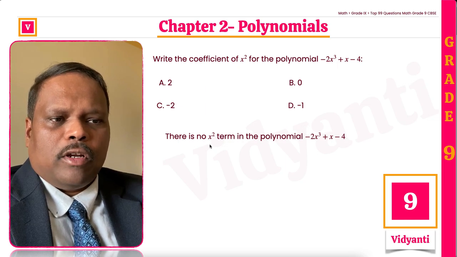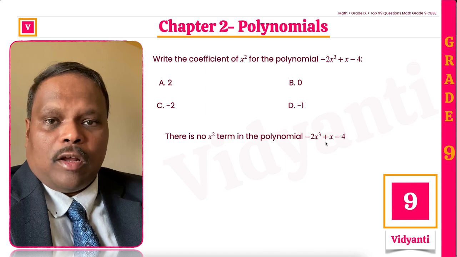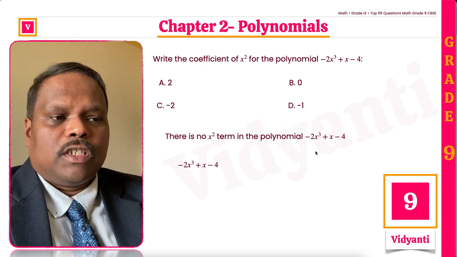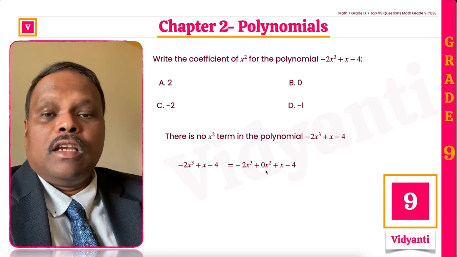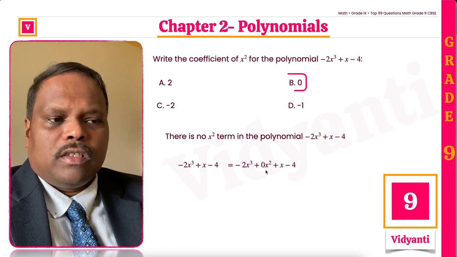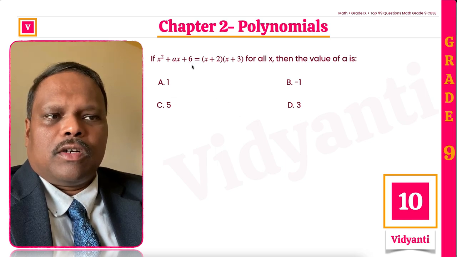So the same polynomial, because there is no x square term involved, I can write the same polynomial with an added x square term, which is 0x square, and then I can say that the coefficient of x square is simply 0.